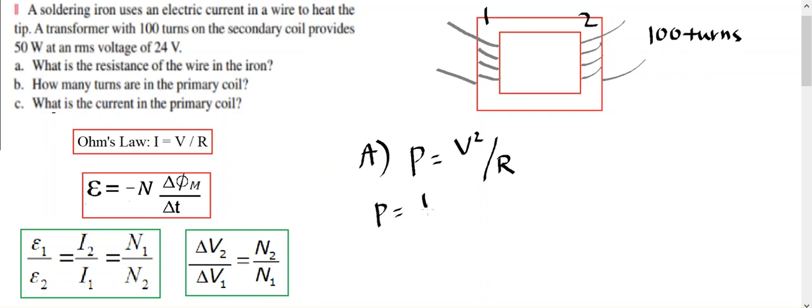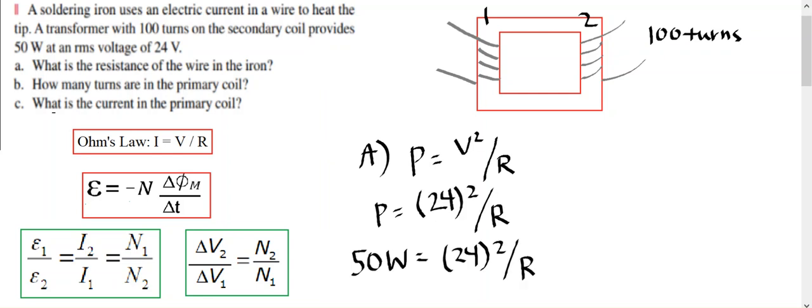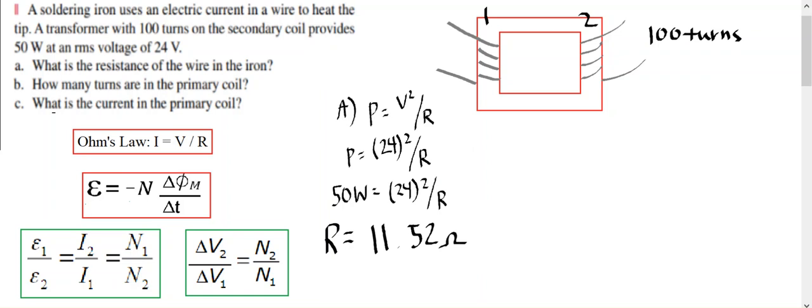So power, we are given the voltage of 24. We plug in our values. So now we will solve for R. We get 11.52 ohms. However, we need to account for significant figures, so we will round it to 12 ohms.